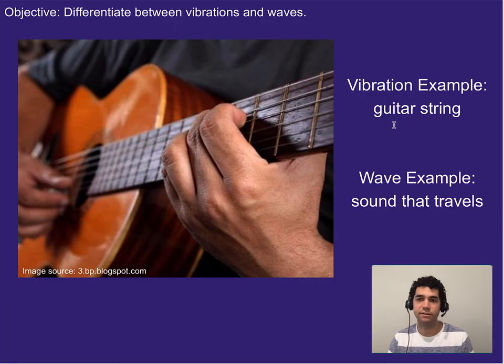Another example of a vibration would be a guitar string. So the guitar string vibrates back and forth or up and down, but it doesn't travel anywhere. The wave example would be the sound that travels.